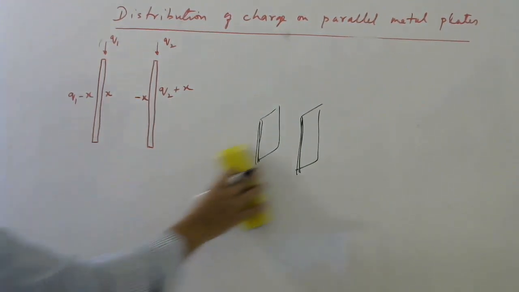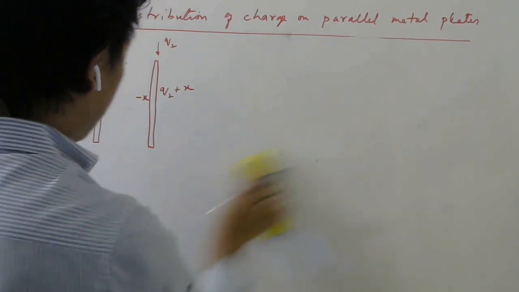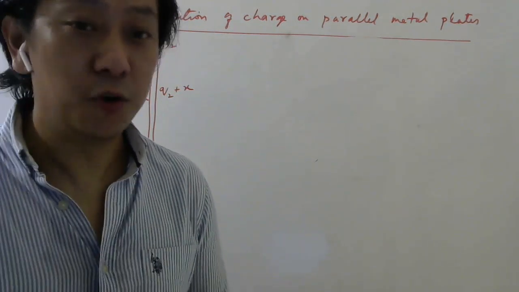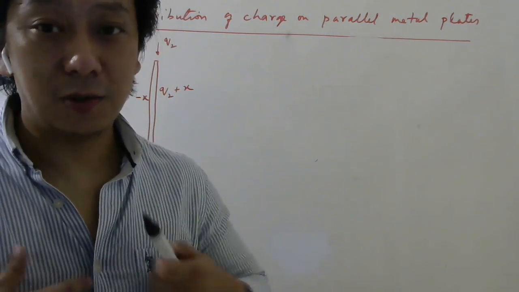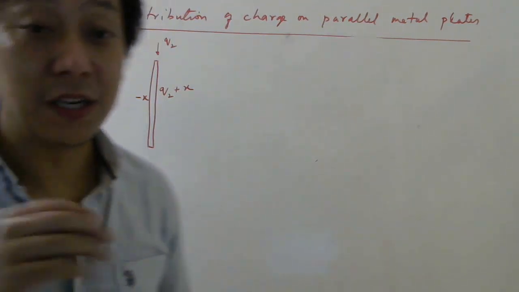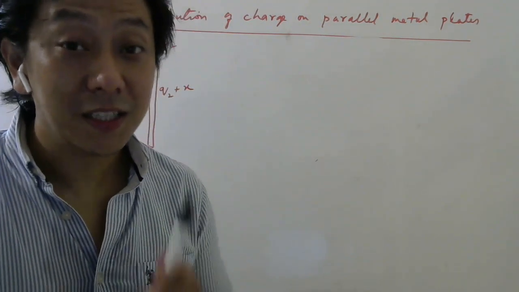And for positive, how do you draw? Away. For negative, you draw towards. And does the distance from the plate matter? No, it doesn't matter, because as long as you assume the plates are very large, you can use this formula which we derived for an infinite sheet of charge.